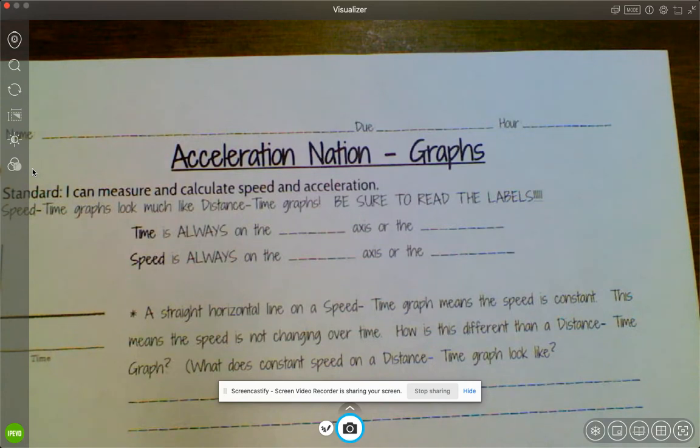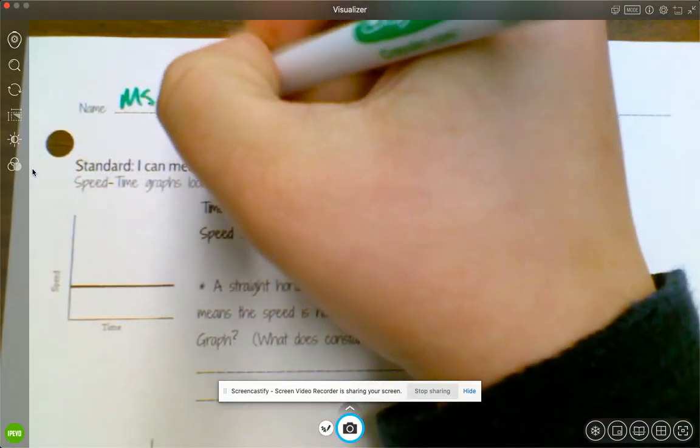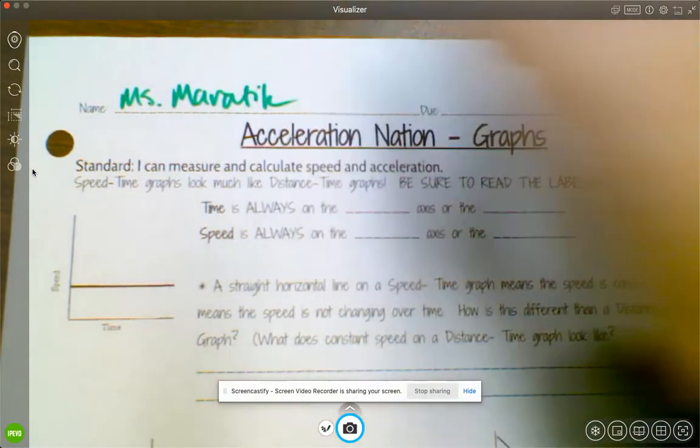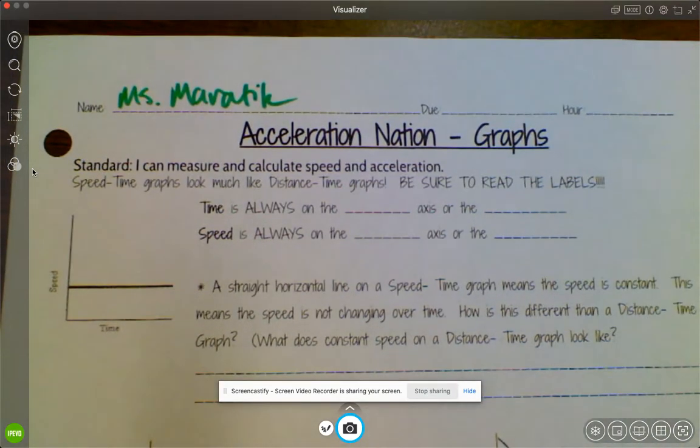Hello everyone, today we are learning about acceleration. So first thing, please put your name at the top. My name's Miss Moronic. Please put your actual name, when this is due, and then what hour you have science class. So today we are looking at acceleration.